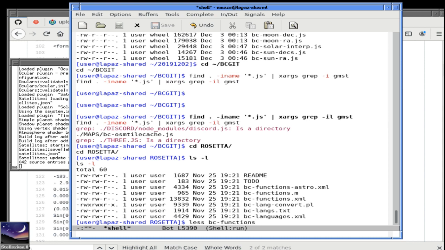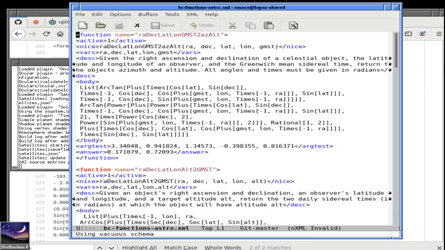I'm very hesitant. I can actually just load it because this is Emacs. Very hesitant to show you this. Using vacuous schema. That's a new one on me.